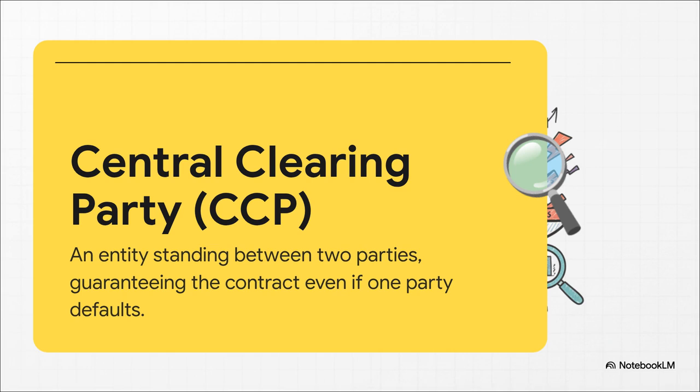And its whole job is to stand in the middle and guarantee the trade. So if one side defaults and can't pay up, the CCP steps in and makes the other side whole. It does this using a giant pool of collateral and capital that it collects from all of its members. The whole idea is to contain a failure before it has a chance to spread.